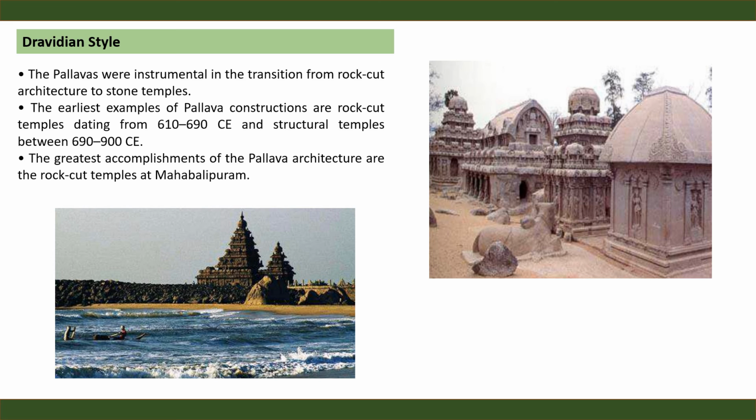Here, Pallavas were instrumental in the transition from rock-cut architecture to South Indian stone temples in Dravidian style. The earliest examples of Pallava construction are rock-cut temples dating from 610 to 690 and structural temples between 690 to 900. The greatest accomplishment of Pallava architecture are the rock-cut temples at Mahabalipuram, which we'll be discussing in the second part of the discussion later.